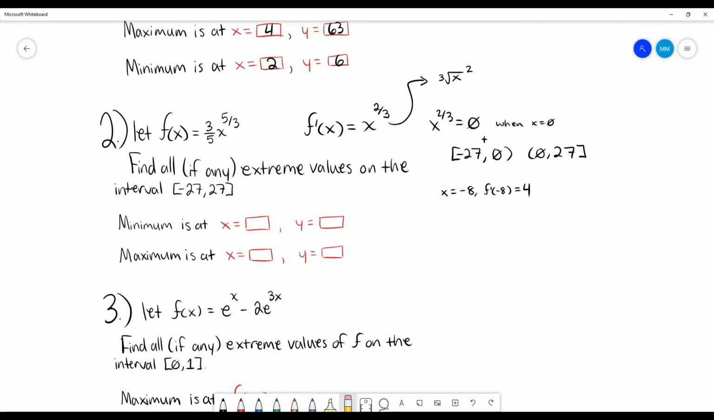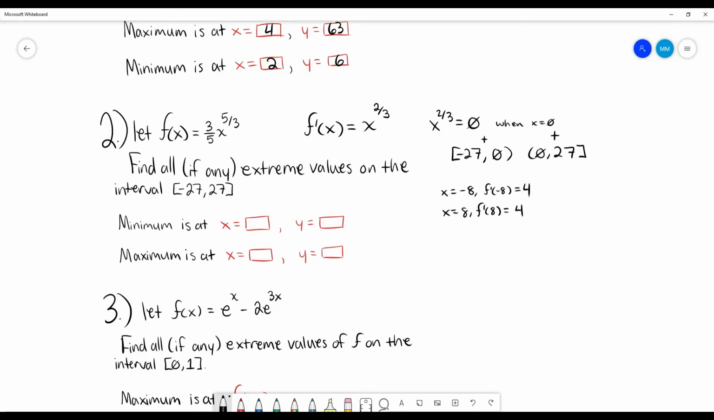And then we'll try out our next interval. This time I'll plug in a positive 8 because that's also in this interval. So x equals 8. Our derivative equals, well, the cube root of 8 is just 2. 2 squared is 4. So this is also 4. This is also increasing. So it doesn't mean a whole lot to us. So what this means is that it's increasing on the entire interval.